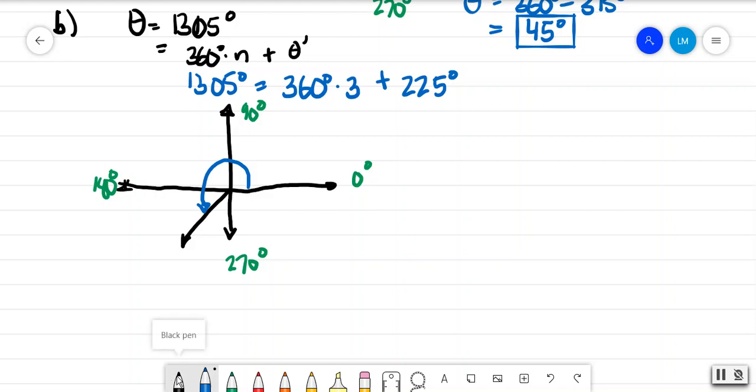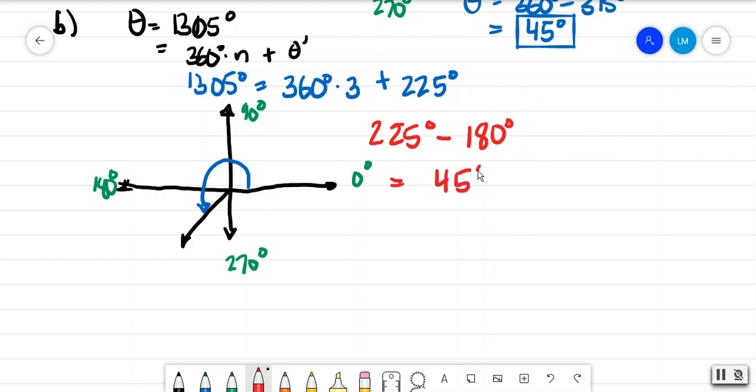Once you do that, all that we need to do from here is take the 225 now. So 225 minus 180 is going to equal 45 degrees. So basically this tells me, similarly, that the reference angle is 45 degrees.